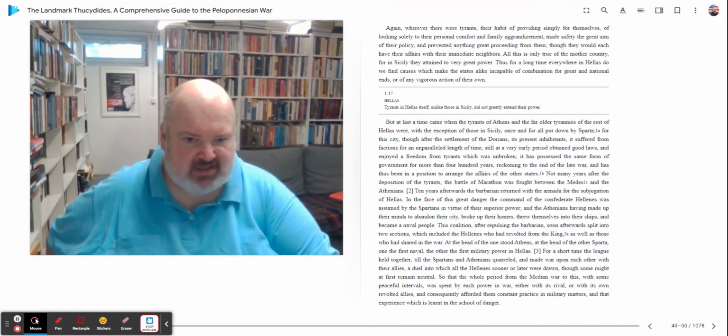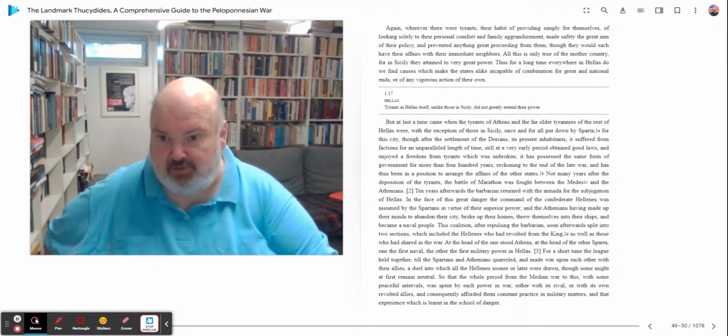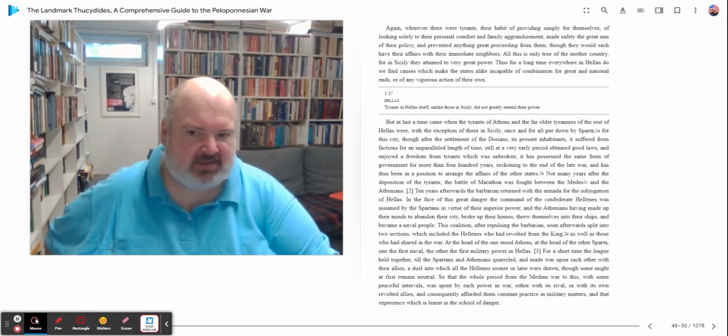"For this city, though after the settlement of the Dorians, it suffered from factions for an unparalleled length of time. Still, at a very early period, it obtained good laws and enjoyed freedom from tyrants, which was unbroken." So tyranny never occurred in Sparta in that sense. "It had possessed the same form of government for more than 400 years, reckoned to the end of the late war, and has thus been in a position to arrange the affairs of other states." So, because it's stable, it's been strong, and it arranges the affairs of other states. This is why they went around ending the tyrannies.